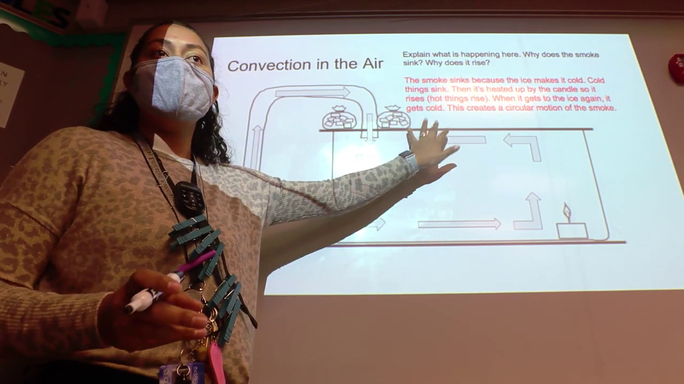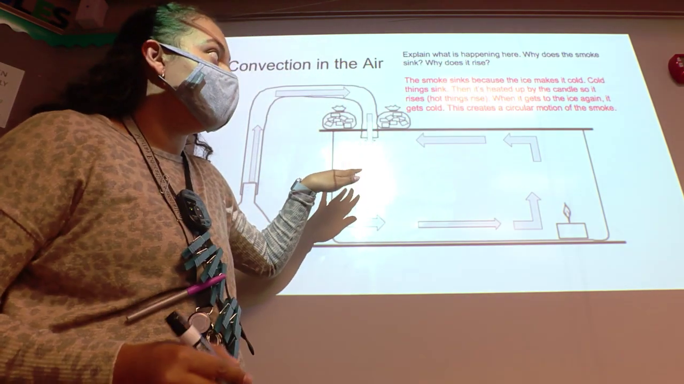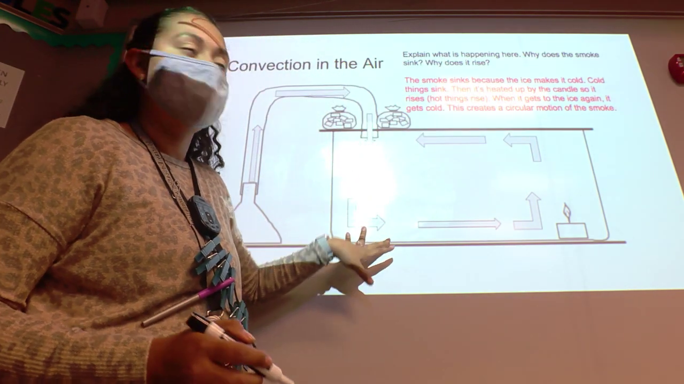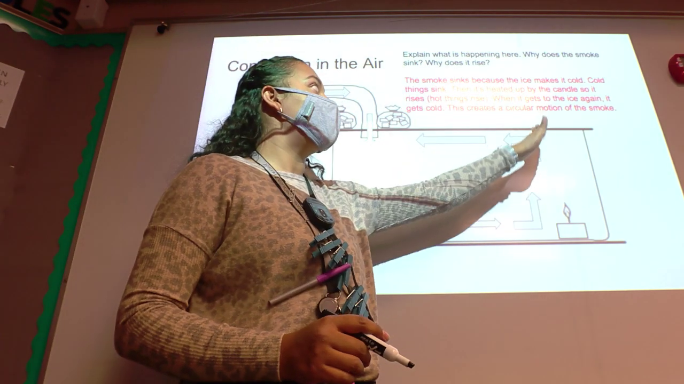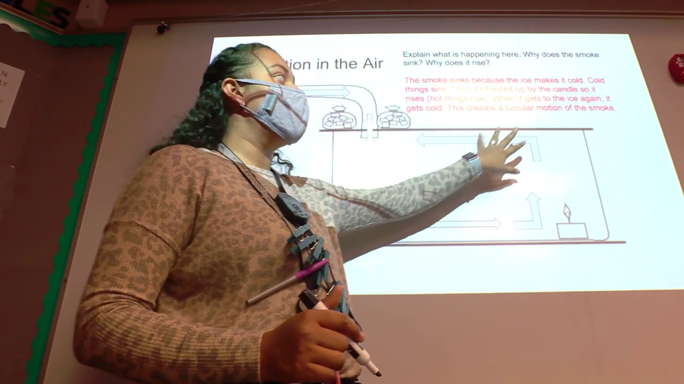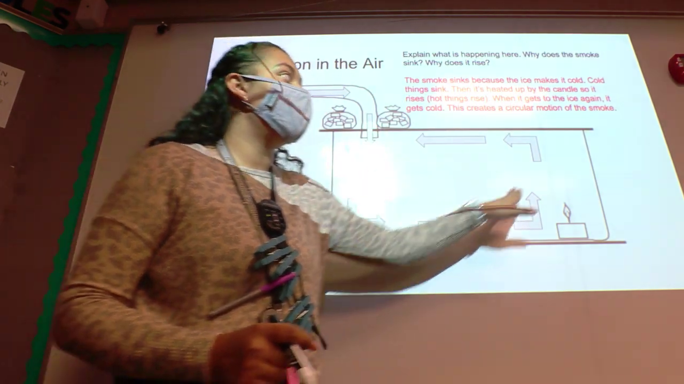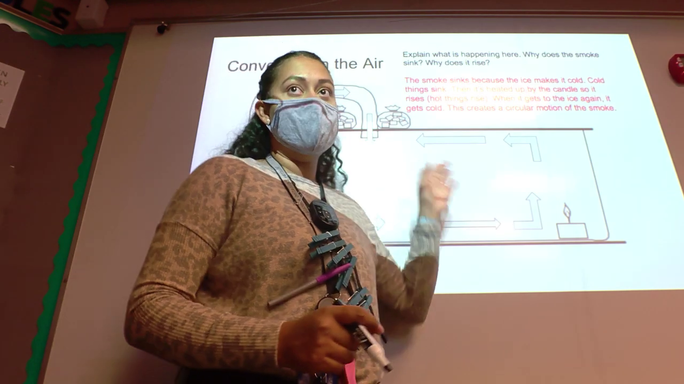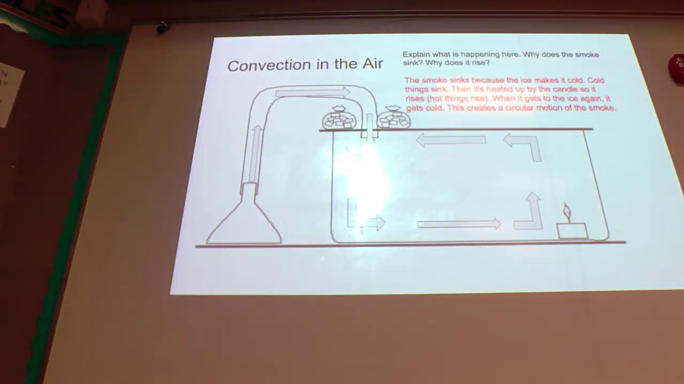Okay, next one. Ready? So the smoke sinks because the ice makes it cold. Cold things sink. Then it's heated up by the candle, so it rises. Hot things rise. When it gets to the ice again, it gets cold. This creates a recirculation motion of the smoke. Okay, type it in, right below the question.